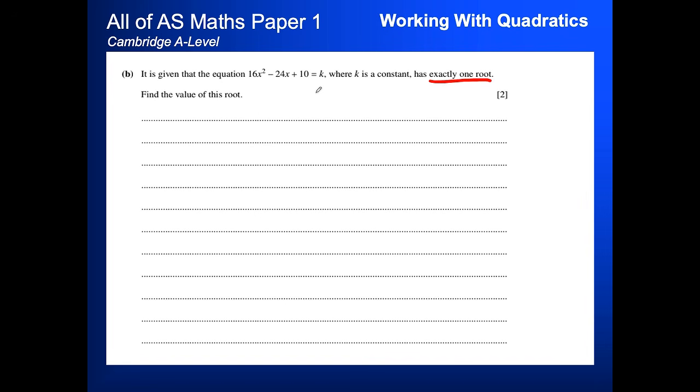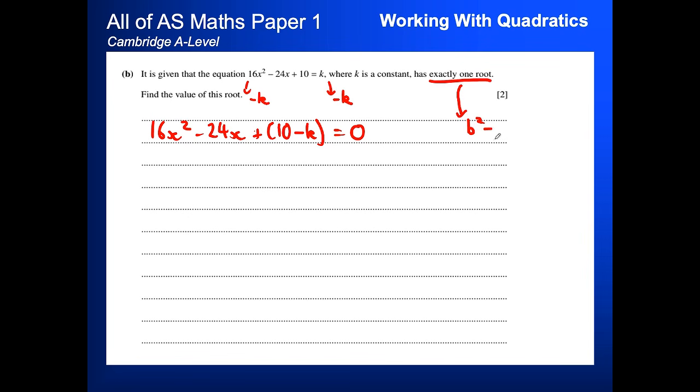So with any quadratic, I always like the right-hand side to be 0. So I'm going to write down 16x squared minus 24x. I'm going to do a minus k on both sides here. So I get a plus 10 minus k is equal to 0. So all I've done to both sides of the original equation is just minus k on both sides, so I get that right-hand side 0.